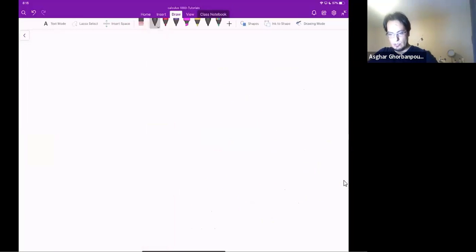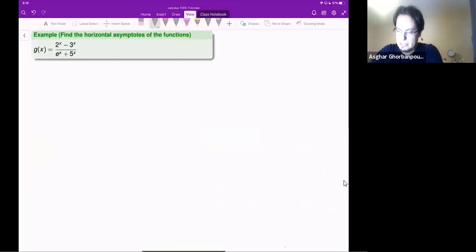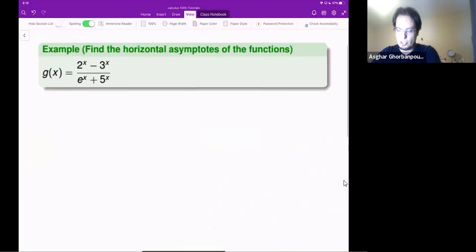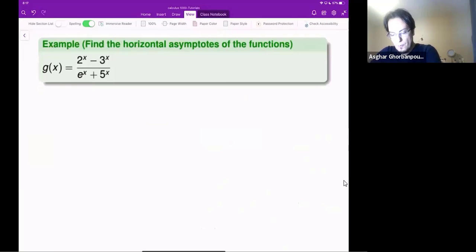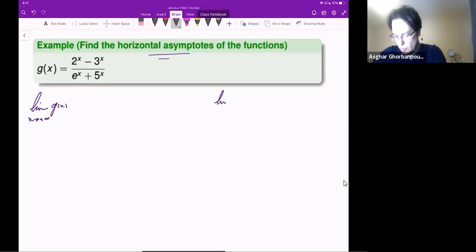Okay, let's do another example. This example is a little bit different in nature. When we are dealing with horizontal asymptotes, you always start with just writing the limits of this function as x goes to plus infinity or minus infinity.